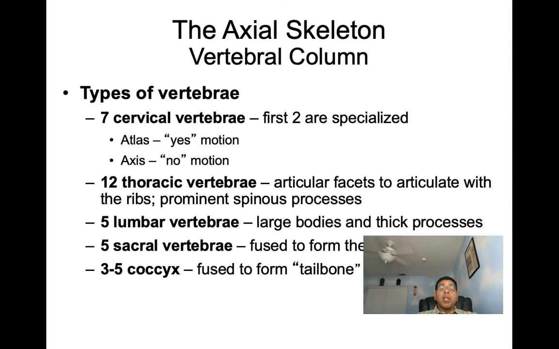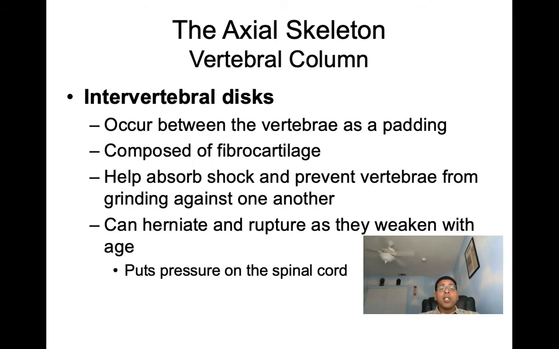And then in between the unfused vertebrae, the 7 cervical, 12 thoracic, and the 5 lumbar, we're going to be able to appreciate our intervertebral discs. These intervertebral discs are found between the vertebrae. They are composed of fibrous cartilage, and they act as a padding. They help to absorb shock and prevent vertebrae from grinding and crushing against one another. These intervertebral discs can also herniate and rupture as they weaken with age. This can put pressure on the spinal cord or even on the spinal nerves.